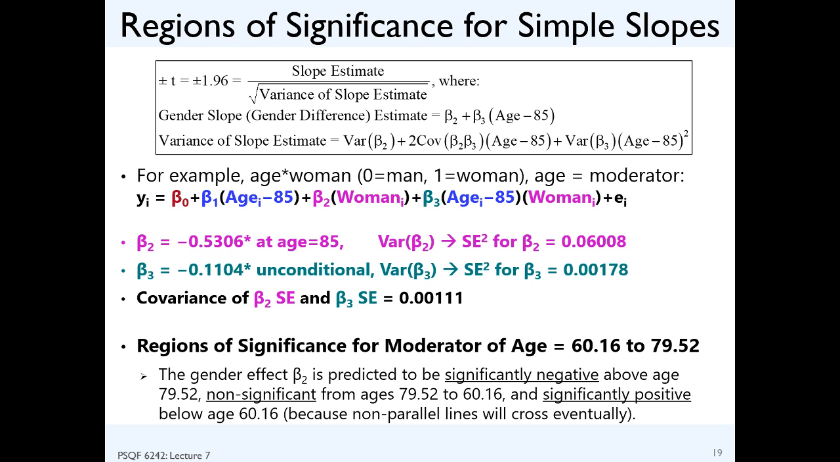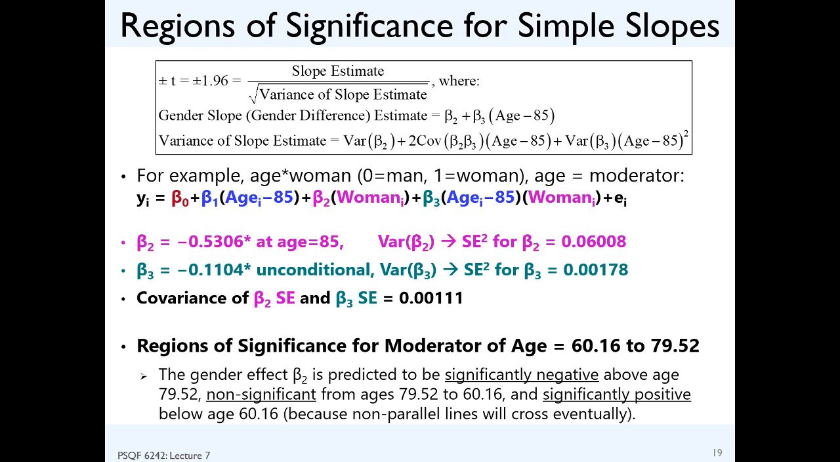So you'd have to ask yourself, is there anybody below 60 in the sample? How does the sample distribution of age compare to these regions? So for whom is the gender difference positive, neutral, or negative? That would be the question.